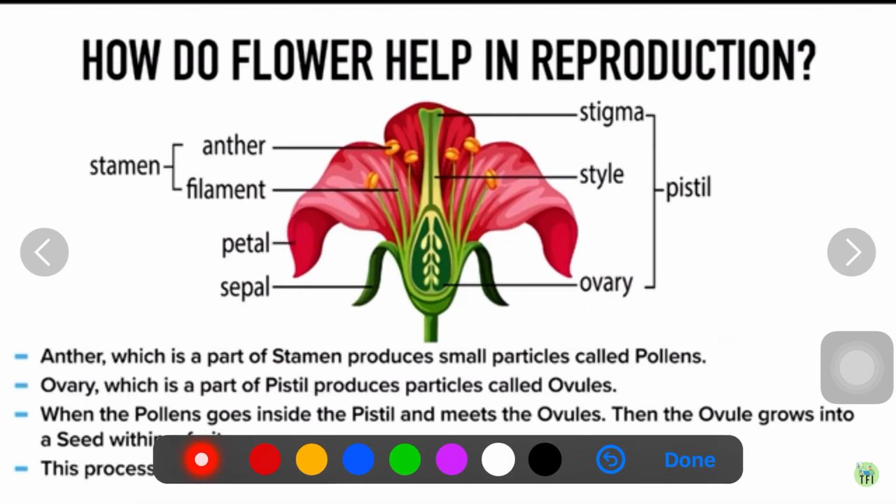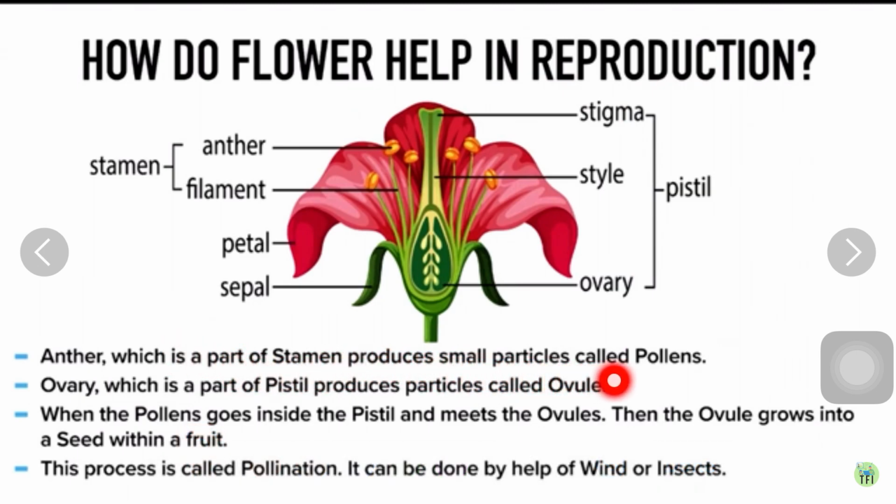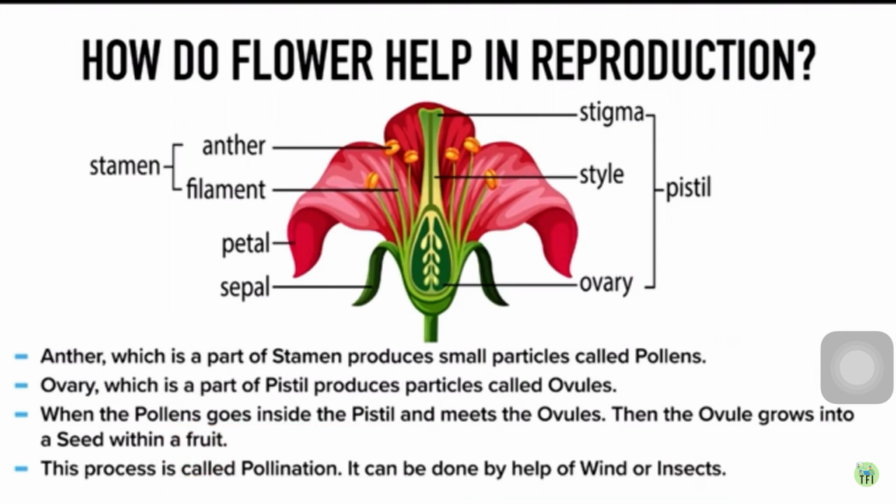Now we will see in short how a flower helps in reproduction. Anther, which is a part of the stamen, produces small particles called pollen. Ovary, which is a part of the pistil, produces particles called ovules. When the pollen goes inside the pistil and meets the ovule, the ovule grows into a seed within a fruit. This process is called pollination. It can be done with the help of wind or insects.